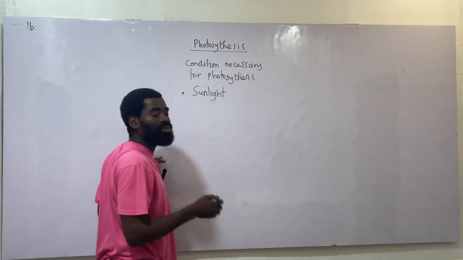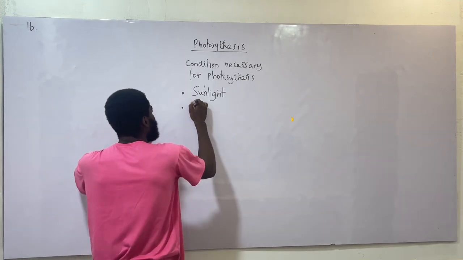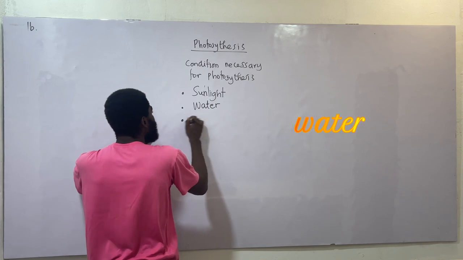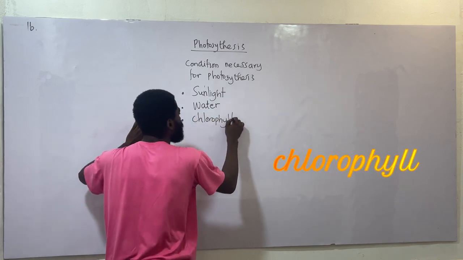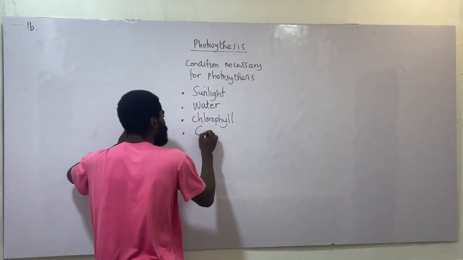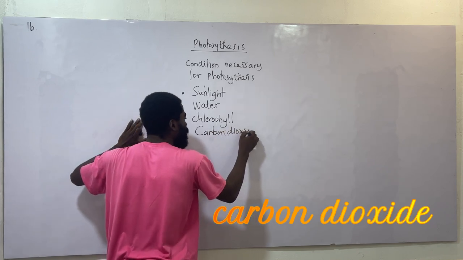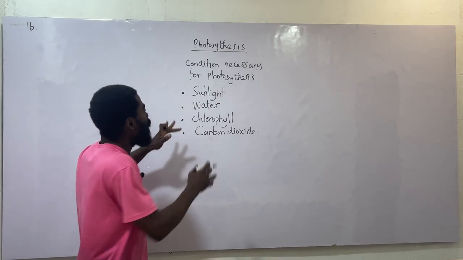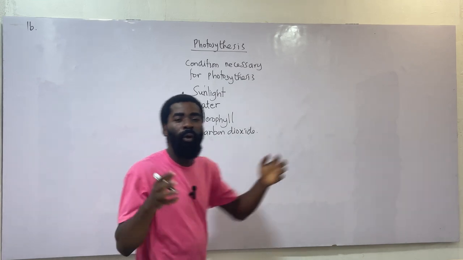That means in the absence of sunlight, photosynthesis will not occur. Then the other one is what? It's water. We need water. Then we need chlorophyll. We need sunlight, water, chlorophyll and carbon dioxide. 1, 2, 3, 4. Once these things are present, then photosynthesis will occur.